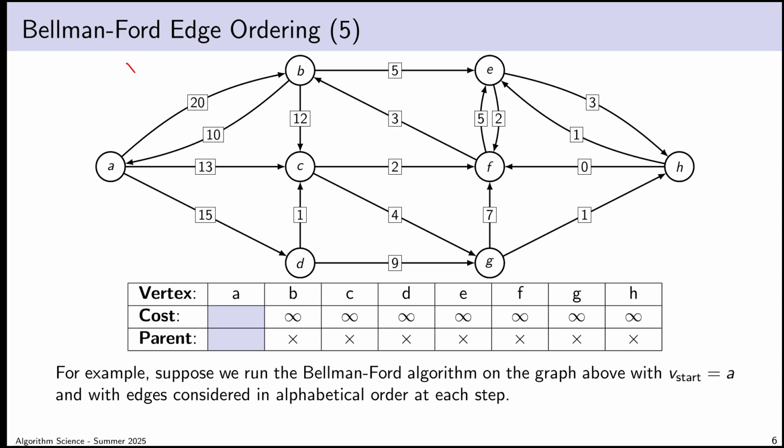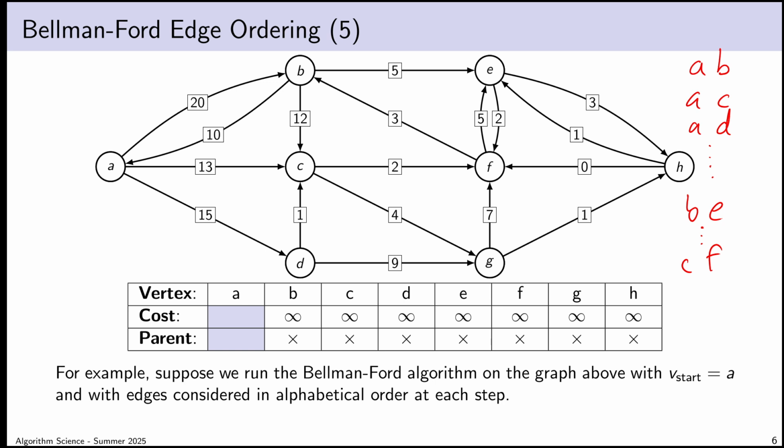So consider this graph here. And suppose that I decide to run the Bellman-Ford algorithm on this graph using this vertex over on the left as my starting vertex, and where I consider edges, if I want to loop through edges to relax them at each step, in alphabetical order. Remember that alphabetical order in this context means I would consider the edge AB first, then the edge AC, then the edge AD, and those would all come before an edge like, for example, BE, and that would come before an edge like CF. I just consider the edges in alphabetical order.